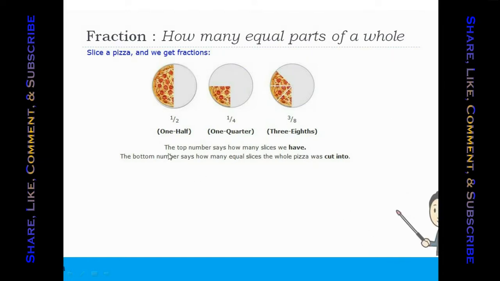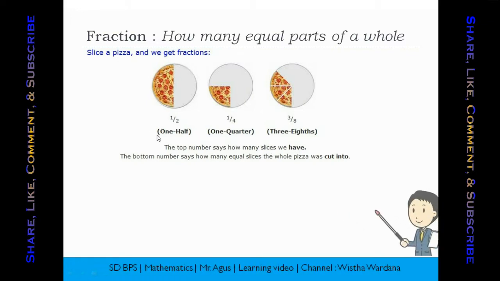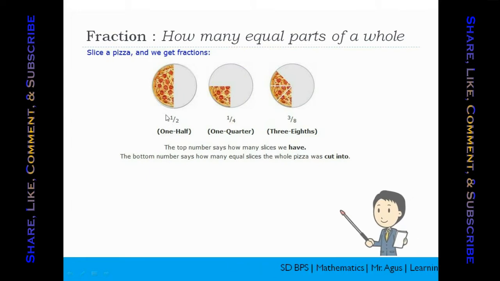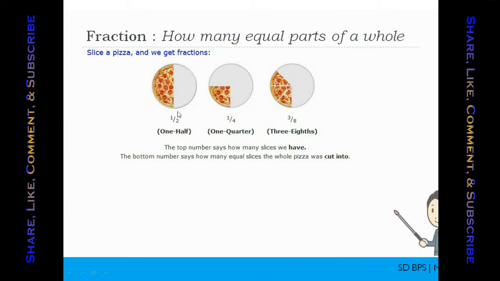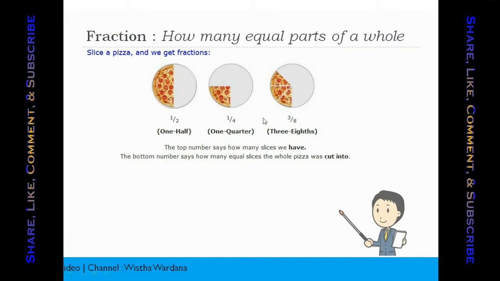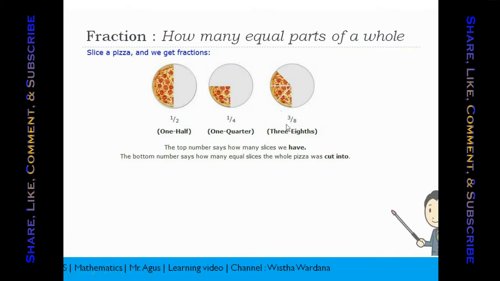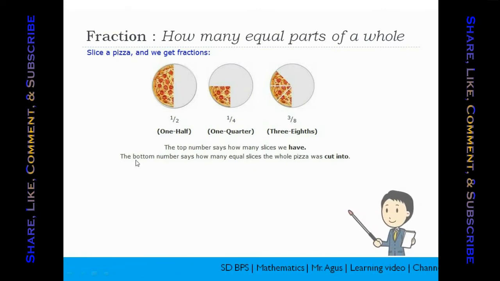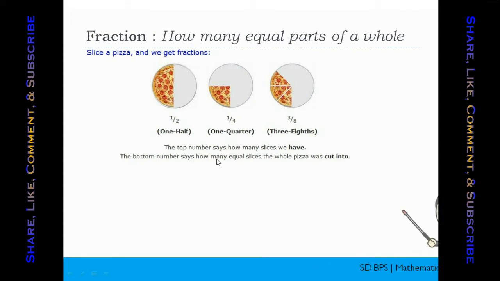And then the top number says how many slices we have. In the first figure, we have one slice. In the second figure, we have one slice also. But in the third figure, we have three slices. And then the bottom number says how many equal slices the whole pizza was cut into.